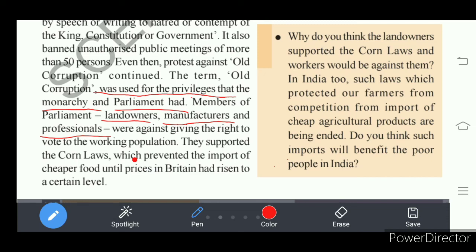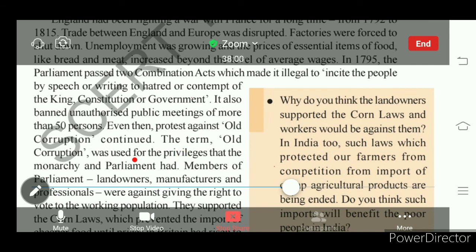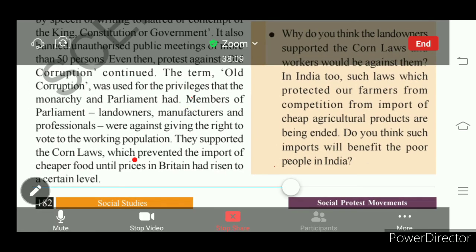The representatives of the parliament were also owners of the factories and industries, right? So they stopped any law in favor of the working class people. All the representatives in the parliament belonged to the manufacturers, landowners, and professionals. So they enjoyed the special privilege of the right to vote, while the working population did not. This was continued by the law, the two combination act, which allowed the parliament and the king to continue the old corruption.